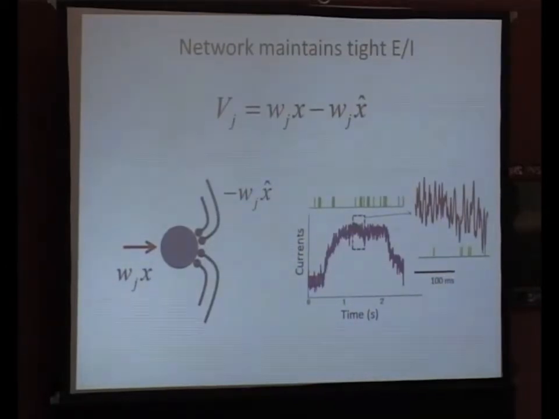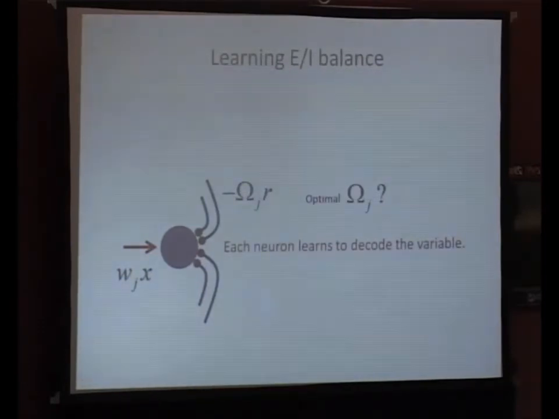And it actually amounts to maintaining a very tight balance between excitation and inhibition in your network. Each membrane potential is a difference between a feed-forward input and a prediction of this feed-forward input by lateral connections in the network. If these two are tightly correlated, then excitation and inhibition received by each neuron is also tightly correlated. So the system works by ensuring that excitation and inhibition received by each neuron in the population is tightly balanced.